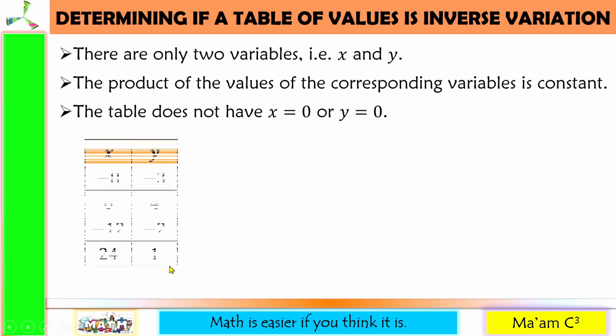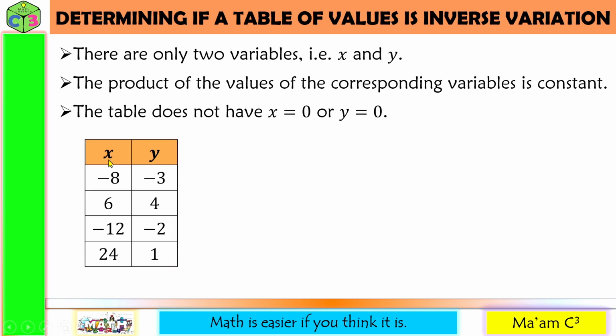Let's have an example. We only have two variables here, x and y. Now let us determine the product. Negative 8 times negative 3 is 24. 6 times 4 is 24. Negative 12 times negative 2 is 24. And 24 times 1 is 24.